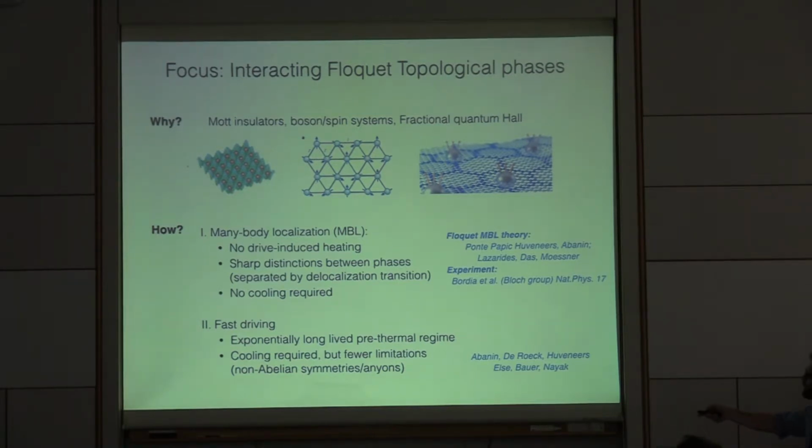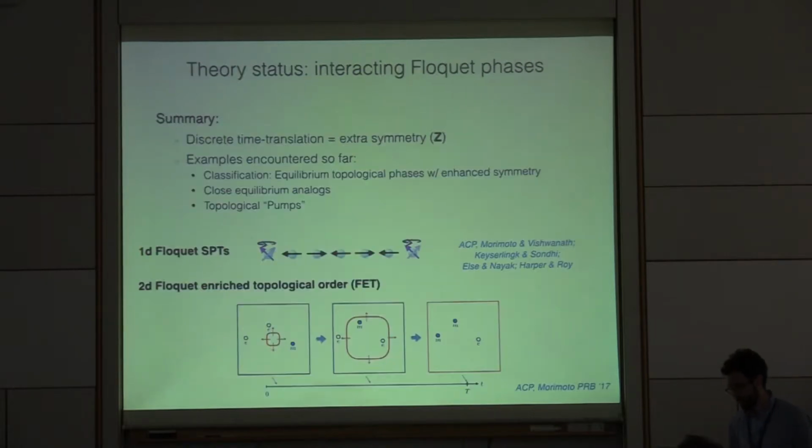And I just want to throw out an alternative which doesn't require disorder, which is that if you drive quickly enough, you can live exponentially long before heating up, even in the absence of disorder. In this case, you need some effective cooling in some technical sense, which I don't want to go into. But there are fewer limitations, like you don't need disorder, and in some cases that can be advantageous. So for this talk, I'll just think of interacting, many-body localized, Floquet-driven systems.